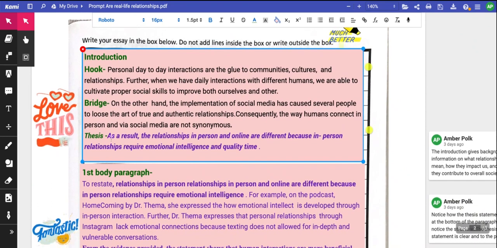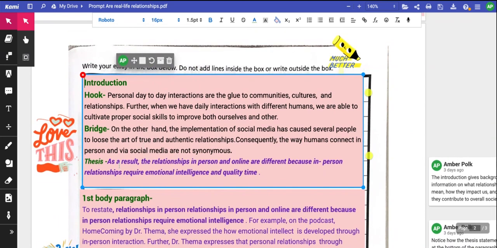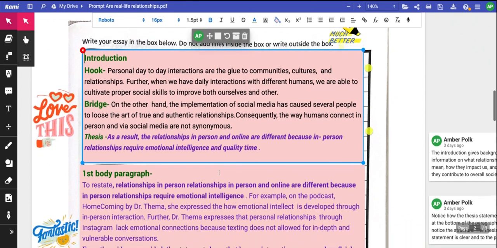Then I have my thesis. Now, this is the most important part of your essay. It is the map, the roadmap, the blueprint for your essay, and it is very concise. As a result, the relationships in person and online are different because in person relationships require emotional intelligence and quality time. Notice that Miss A's thesis is very concise, specific, clear, and clean. This is how you want your thesis statements to look. Your thesis statements should not be longer than a sentence or two, and you should be able to identify your personal position and your two claims.